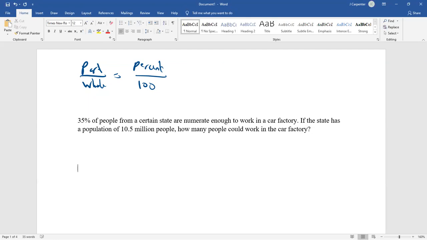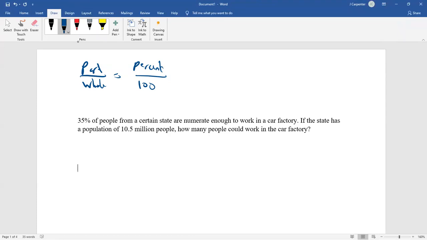That'll be our first example, and we're going to do this one together. So I'm going to do one with you, and then I'm going to set up another one and give you some time to work on, and then we'll go over it. So 35% of people from a certain state are numerate enough to work in a car factory. If the state has a population of 10.5 million people, how many people could work in that car factory? So we have things with percentages and a part and a whole.